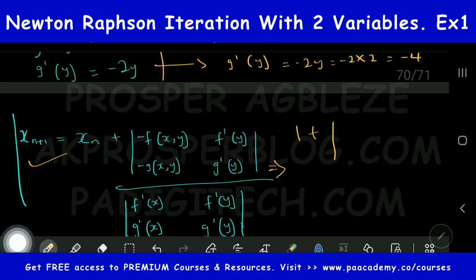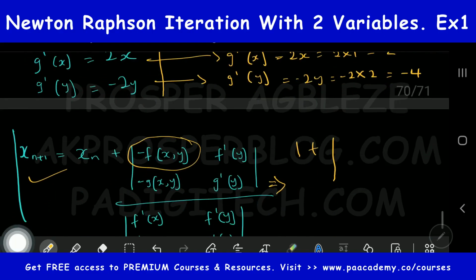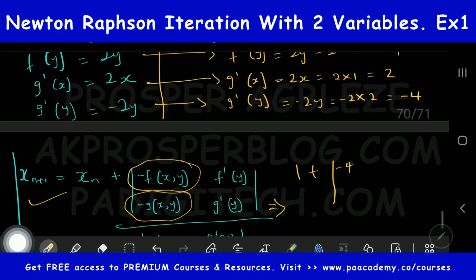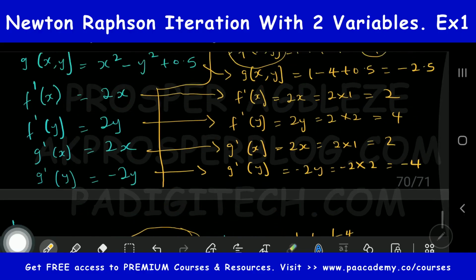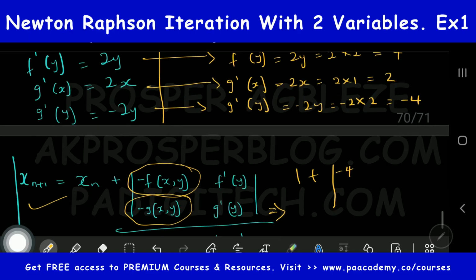So we are going to have 1 plus this vertical line, then minus f of x, y. If you check here, we already have f of x, y, which we have gotten to be 4. But that other one is negative, so we'll have it as minus 4. The next one is minus g of x, y. We already have it to be minus 2.5, but what we need is negative, so if you multiply it by minus 2.5, it gives us 2.5.